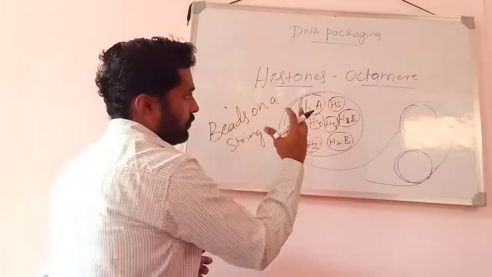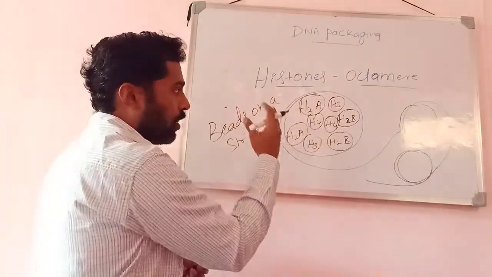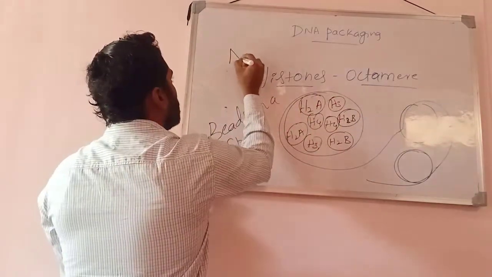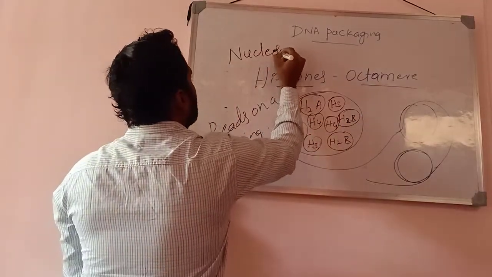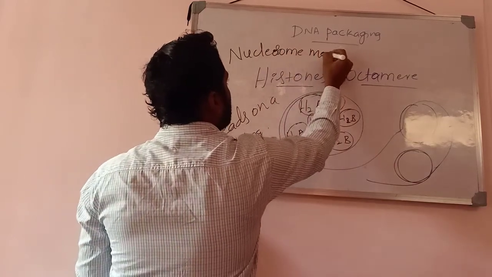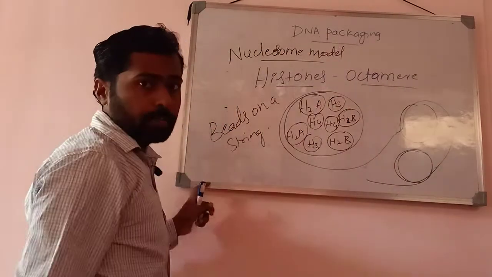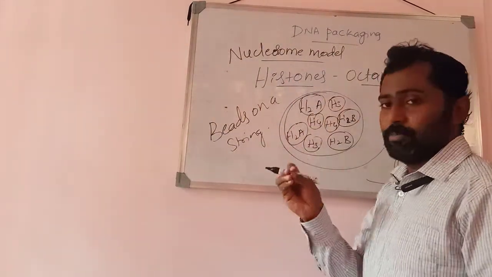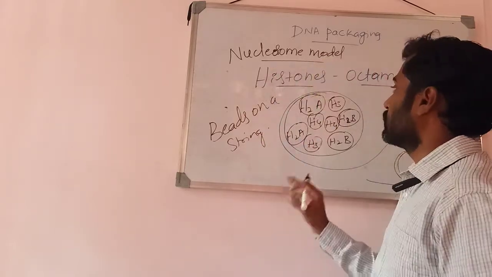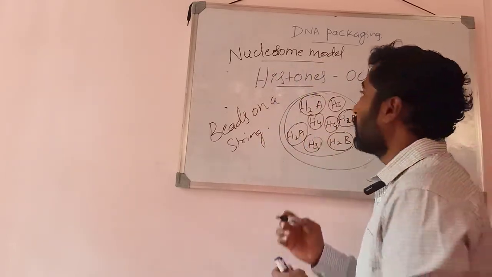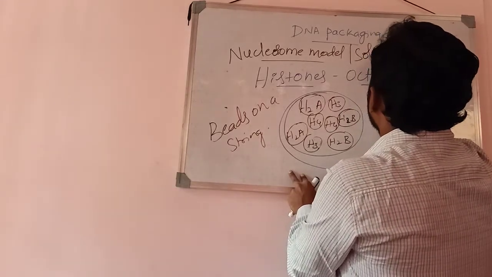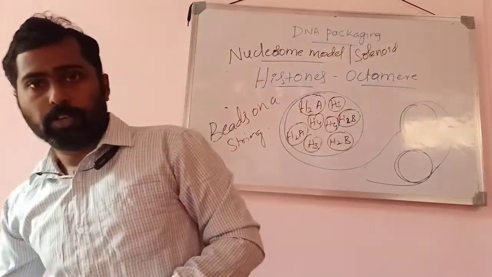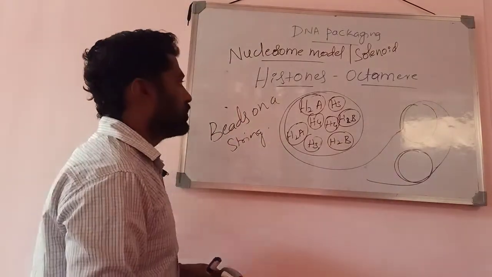See, such a packaging of DNA around the histone octamer core, this model is what is called the nucleosome model of DNA. The DNA recoils over the histone octamer and forms beaded structures, and that is what is called a nucleosome. One bead is considered a nucleosome. It is also regarded as the solenoid model, nucleosome or solenoid model, where the DNA wraps over the histone octamer.